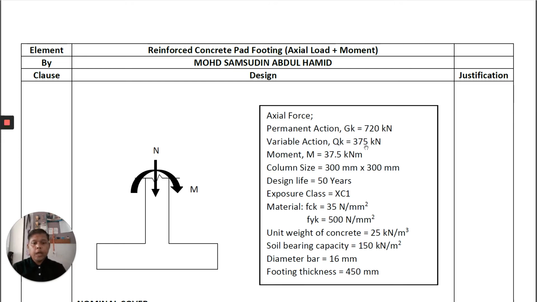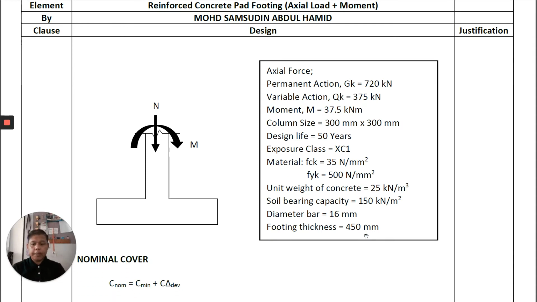375 kilonewton, moment M 37.5 kilonewton meter, column size 300 millimeter times 300 millimeter, design life 50 years, exposure class XC1. Material for the concrete is 35 Newton per millimeter squared, steel is 500 Newton per millimeter squared, unit weight of concrete 25 kilonewton per meter cube. Soil bearing capacity from the soil investigation is 150 kilonewton per meter square. Diameter bar is assumed as 16 millimeter and the footing thickness is 450 millimeter.